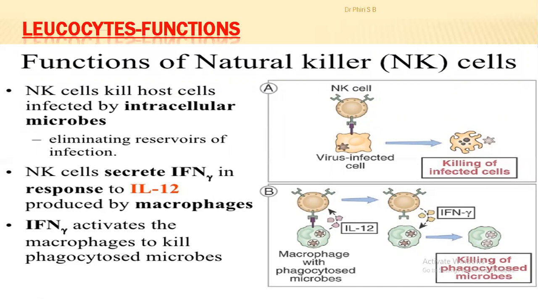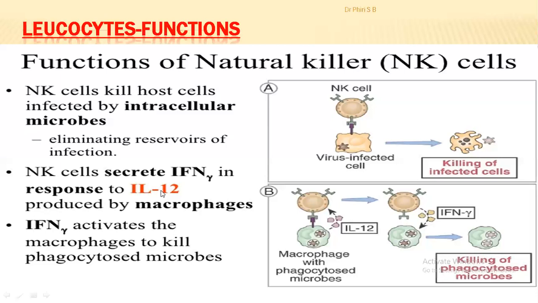They are very good when it comes to ending or resolving an infection, because natural killer cells are able to identify the cells that are infected with microbes, be it a bacteria or a virus, and then initiate processes that end up killing those cells. The natural killer cells secrete interferon gamma. The interferon gamma is produced by the natural killer cell in response to interleukin 12. The interleukin 12 is produced by a macrophage. A macrophage that is infected with a microbe, a virus or a bacteria, will produce interleukin 12.